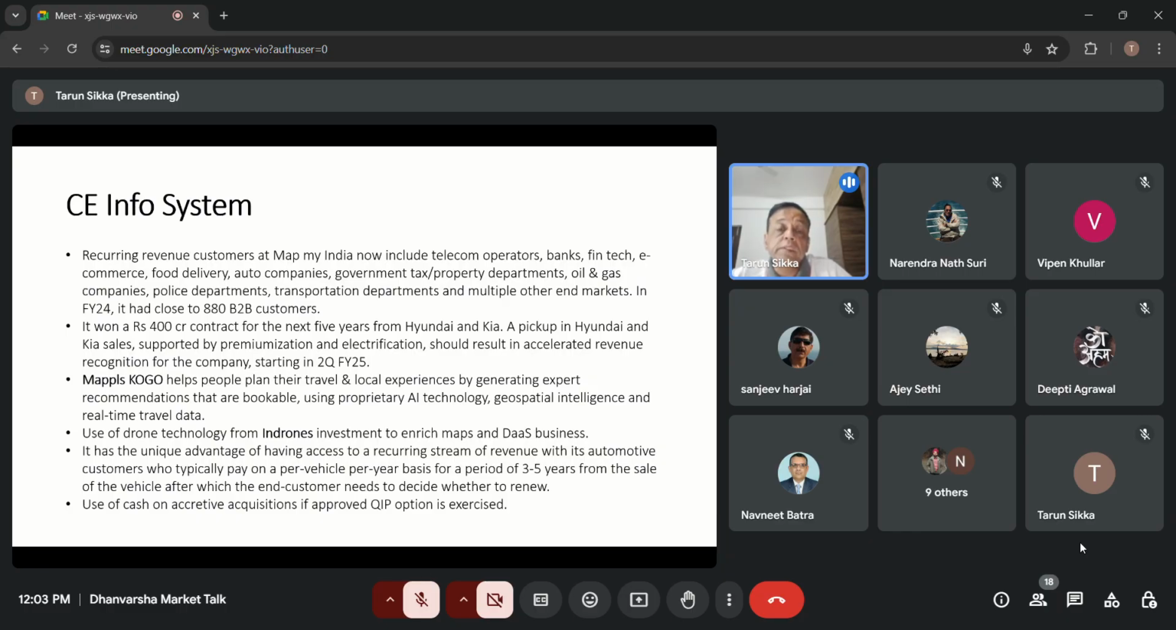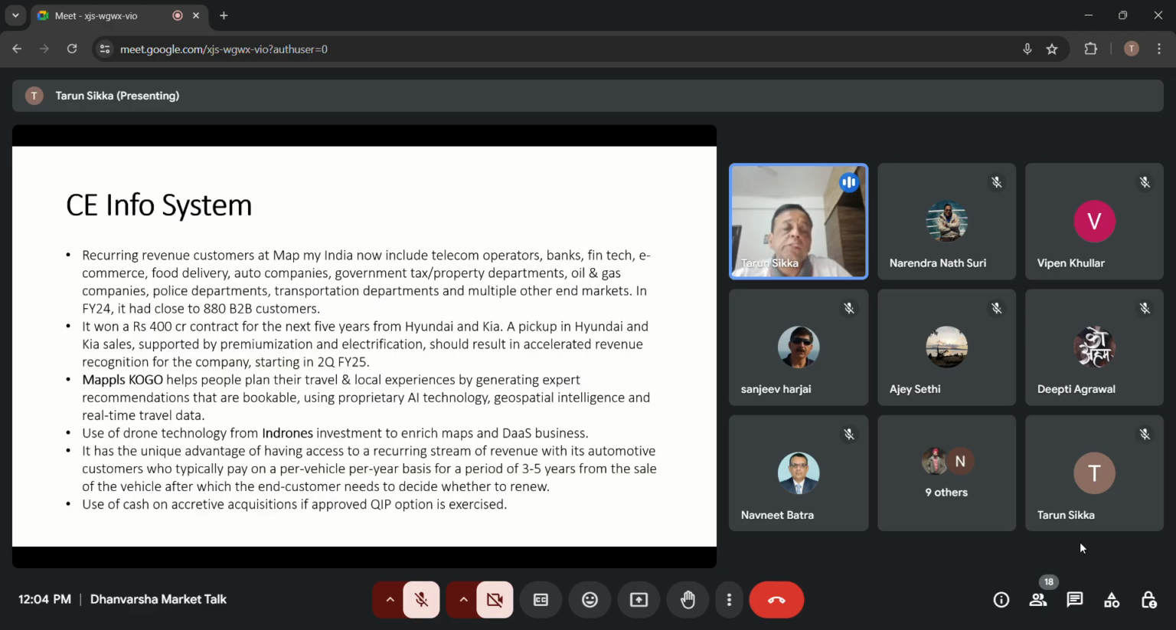Now, just for information, Hyundai had cancelled their contract and gone to somebody else, and then reverted back to C Infosystem or MapMyIndia because of the quality offered by them. They have a software called Map Plus Kogo. Kogo, why? Because they have acquired a company called Kogo, which helps people plan their travel and local experiences by generating expert recommendations that are bookable using proprietary AI technology, geospatial intelligence, and real time travel data.